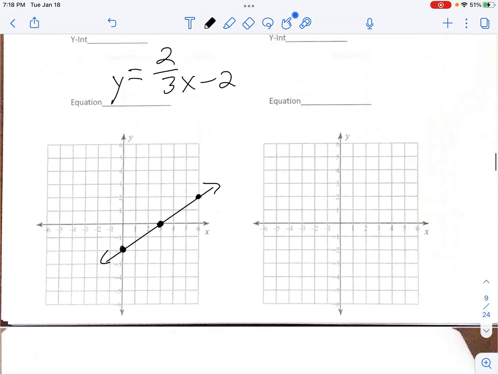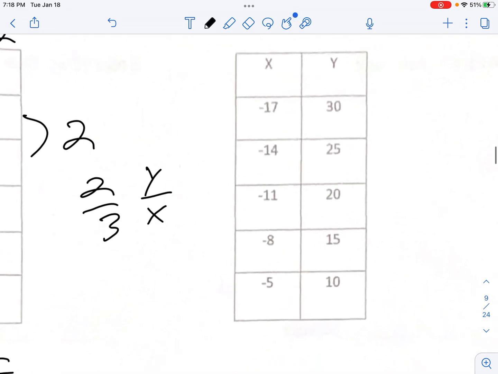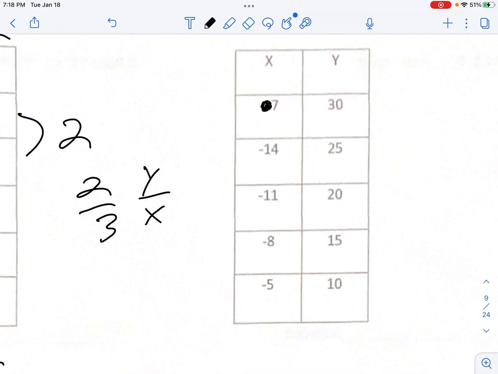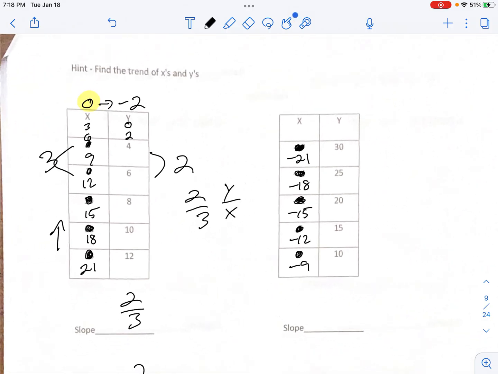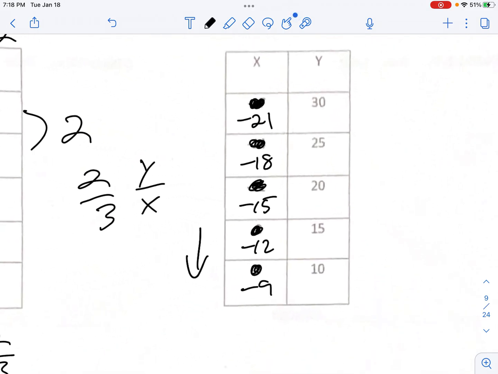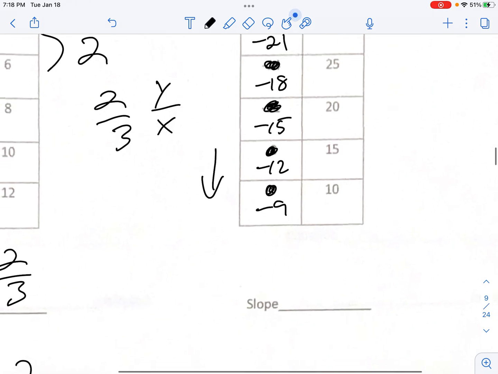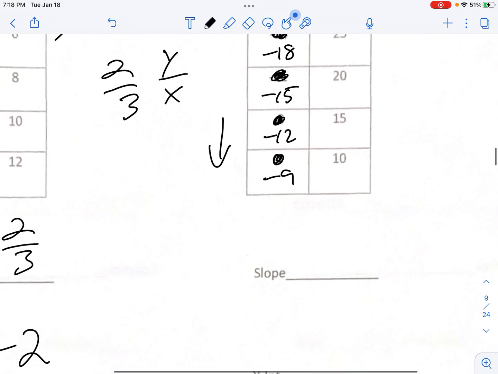All right, last one of these, okay? So I'm going to change these numbers as well. On this particular problem, I'm going to change this to negative 21, negative 18, negative 15, negative 12, and negative 9. So in order to get to 0, we're actually going to have to go in this direction this time. Okay? So negative 21, negative 18, negative 15, negative 12, negative 9, negative 6, negative 3, and then 0.